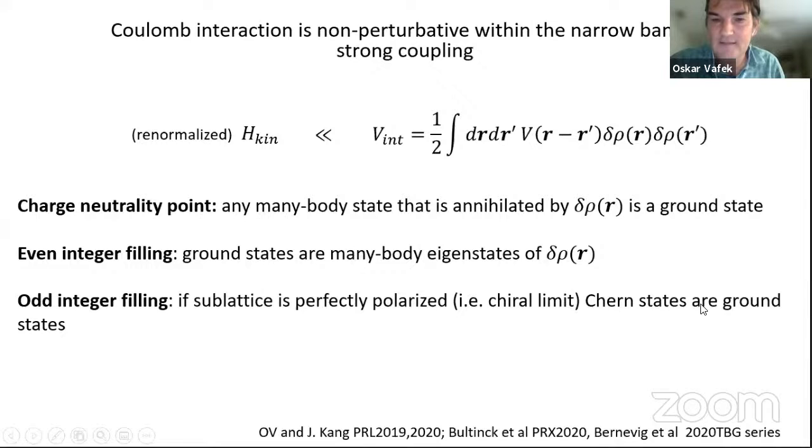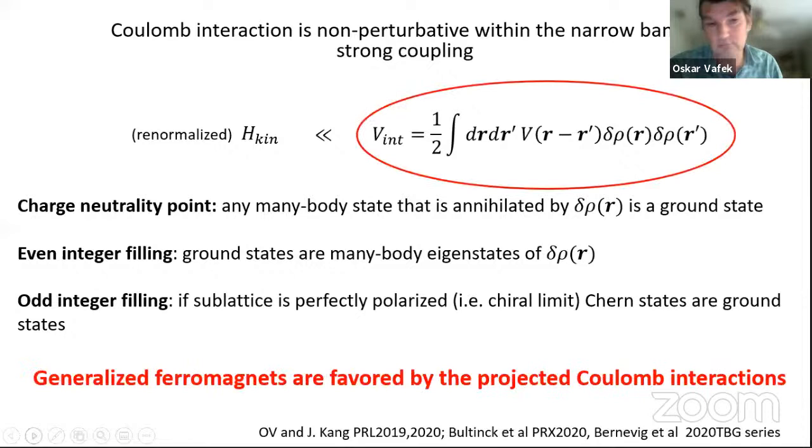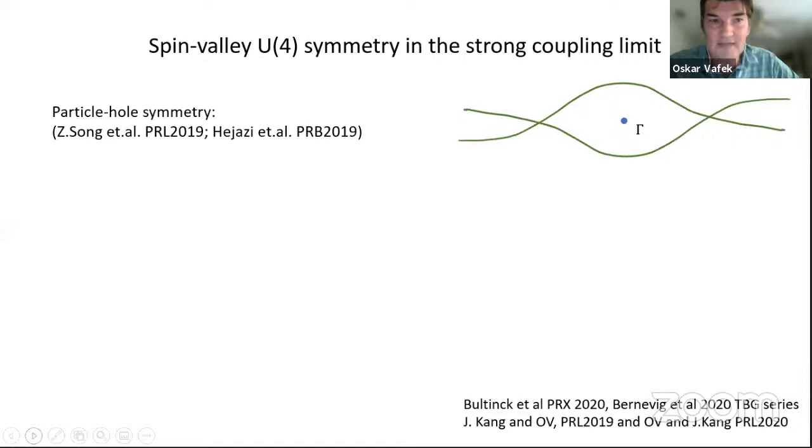Now, these are not the only ground states, however. The big point here is that these generalized ferromagnets are favored by the projected Coulomb interaction. But these are not the only ground states. There are states which are related by a global spin valley rotation symmetry to the states I just mentioned. I don't think I have enough time in this lecture to discuss this spin valley U4 symmetry in the strong coupling limit. Let me just mention that the particle hole symmetry is key for establishing this U4 spin valley symmetry. And maybe I just stop here and then continue with this in the next lecture in the interest of time.